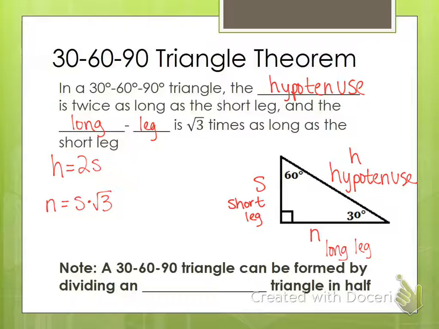A 30, 60, 90 triangle can be formed by dividing an equilateral triangle in half. It's just kind of a special side note. I don't know that it's going to come up terribly frequently, but it could. If you had an equilateral, or you could call it an equiangular, it's the same thing. If it's equilateral, it's going to be equiangular. Triangle in half, then you would have 30, 60, 90 triangles.